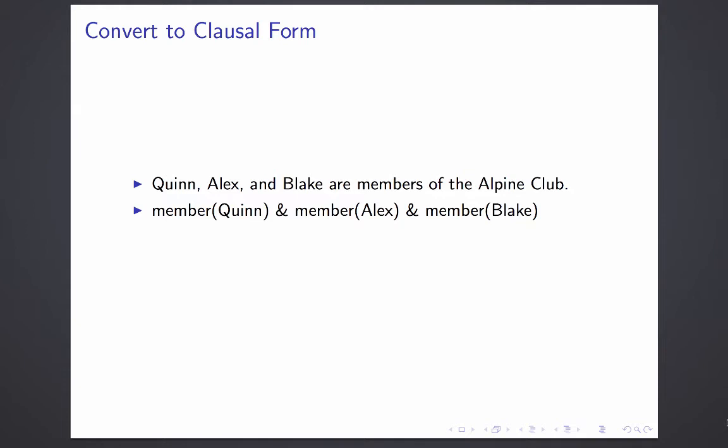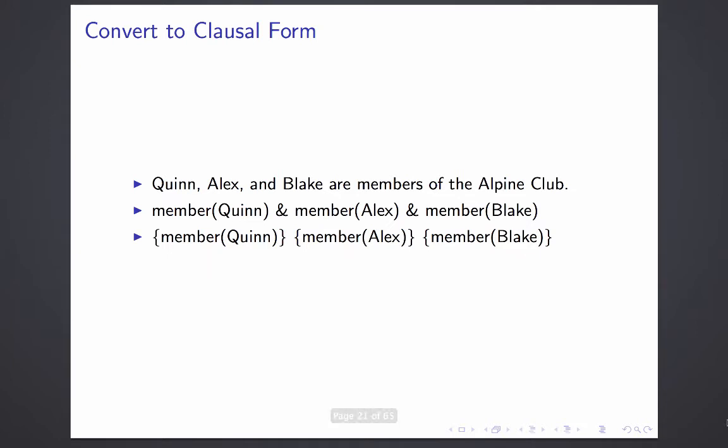It's an easy one. So remember, we had the conjunction, member Quinn and member Alex and member Blake. It's already in conjunctive normal form. So we can just convert that into clausal form and we get 3 clauses.